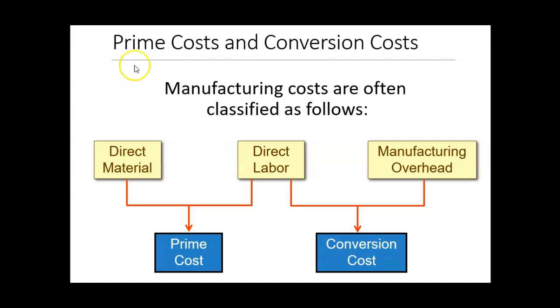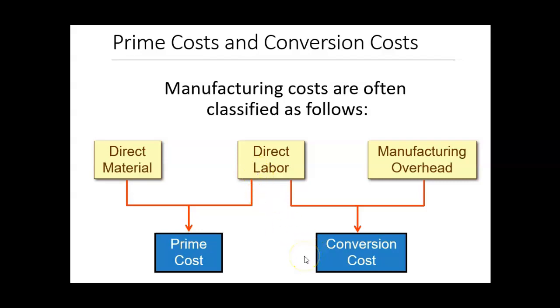Now there's two types of costs we look at in manufacturing, what's called prime costs and conversion costs, and we'll talk more about these in greater detail. Prime costs, the prime cost of making the actual product, consist of direct material and direct labor. So your prime cost consists of direct material and your direct labor.